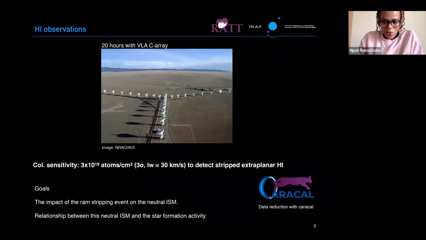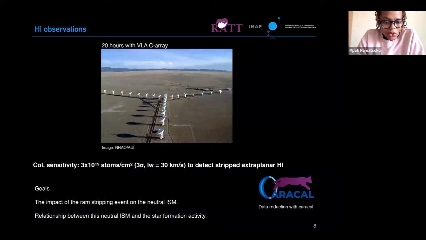In any case, we went ahead and observed about 5 jellyfish galaxies with the VLA in its C and D configurations. So we have the compact baselines to detect the diffuse extraplanar HI. And for each galaxy, we required about 20 hours. This is what I mean by it being very expensive to be able to observe these galaxies.